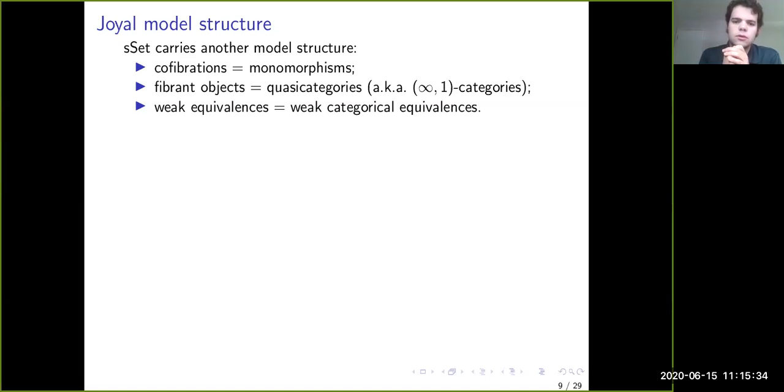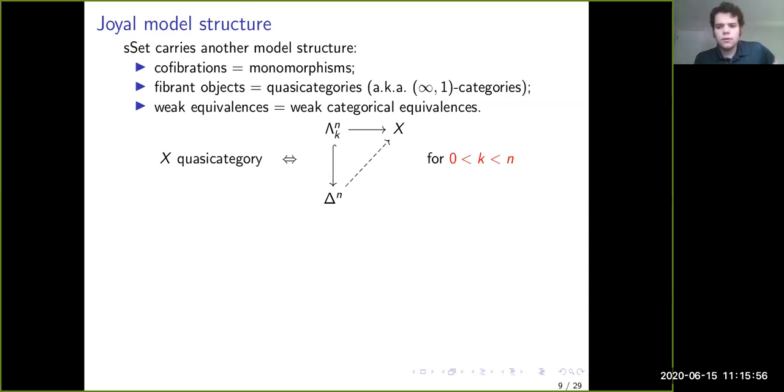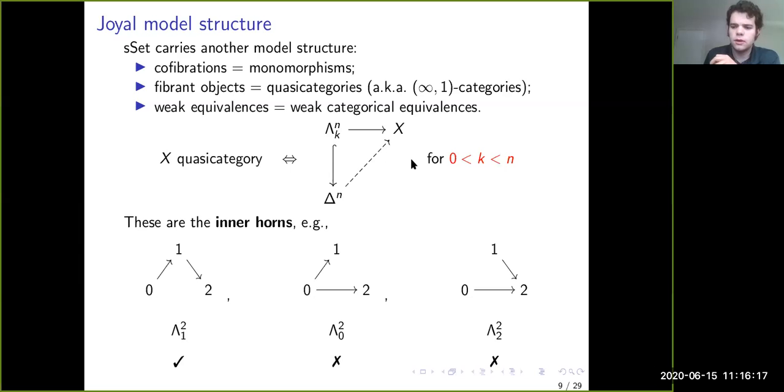Another one, which we can define, is what's called the Joyal model structure. So in this model structure, the cofibrations are the monomorphisms again. The fibrant objects now are what we call quasi-categories, or infinity 1 categories. And the weak equivalences are what we call weak categorical equivalences. So the definition of a quasi-category is similar to the definition of a Kan complex. It's, once again, based on having the right lifting property with respect to certain inclusions of horns into standard simplices. But in this case, it's not all horns that we require the lifting property against, but only what we call the inner horns, so lambda n k for k strictly in between 0 and n.